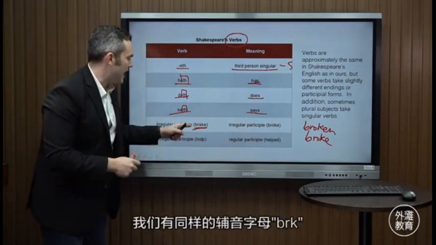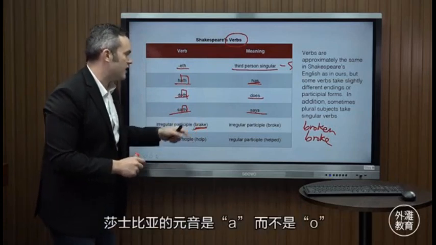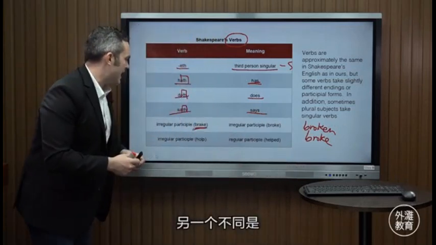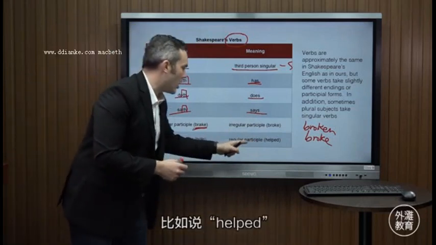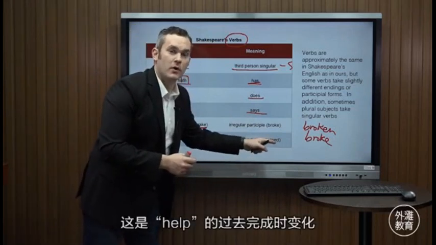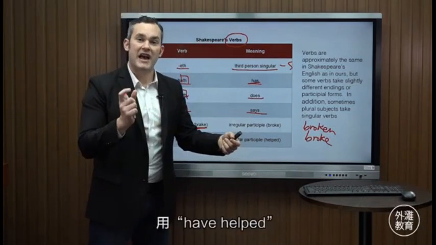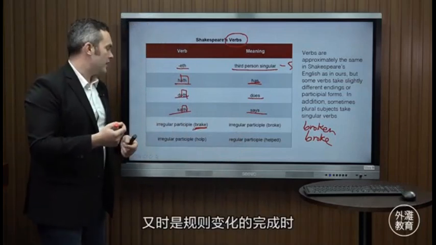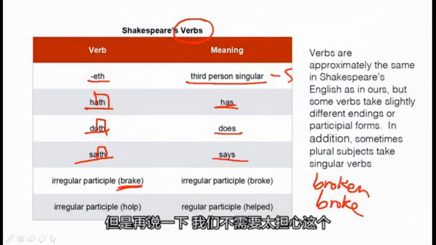So notice, very similar. We have the same consonants, B, R, K, just our vowels are a little bit different. We have an A here instead of an O. Not a big difference. Another example is that some of our English forms that are regular, like helped, the participle form of to help, right? I have helped some people today. Have helped. For Shakespeare, sometimes that regular participle becomes a weird irregular participle like holp, H-O-L-P, right? But again, this is nothing for us to worry about.